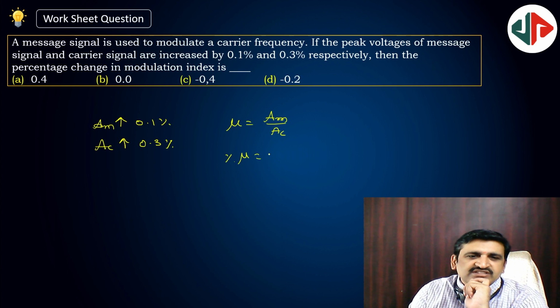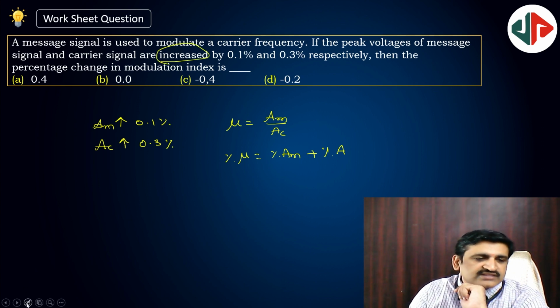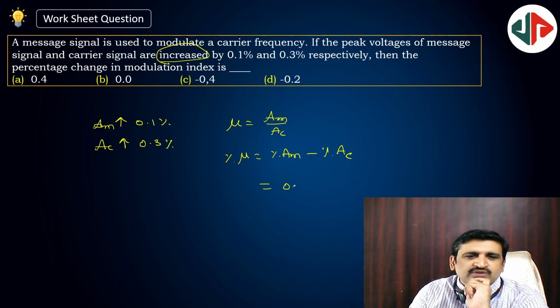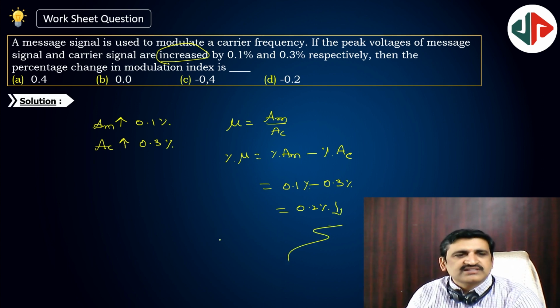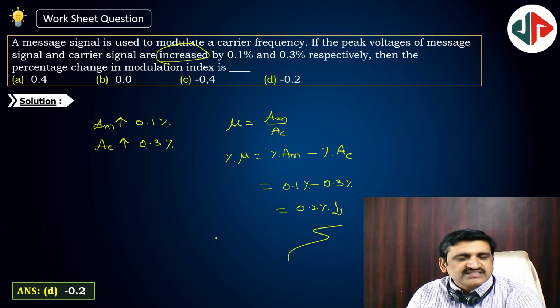Percentage change in mu is equal to percentage change in Am plus percentage change in Ac. When both are increased, whenever he gives increased, then you can use the signs. If he didn't give increase, only change, then only plus you have to take. Percentage change in Am is 0.1%, minus this is 0.3%. That means you are going to have 0.2% with a downward trend. So minus 0.2%, option B. Next.